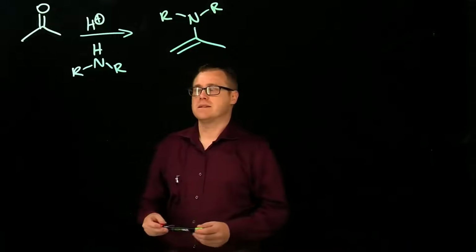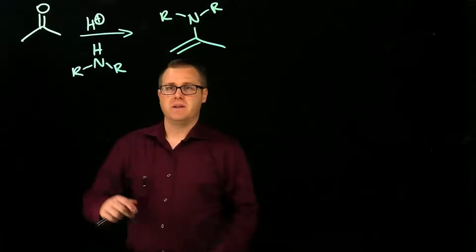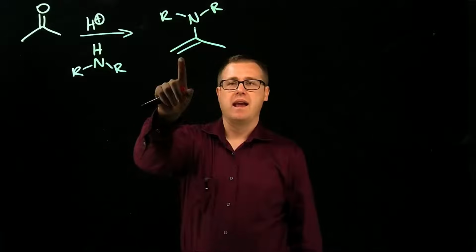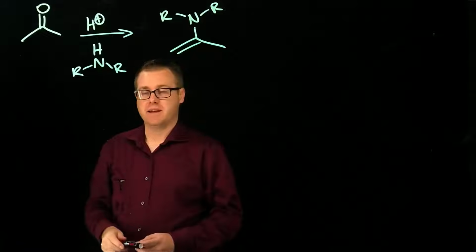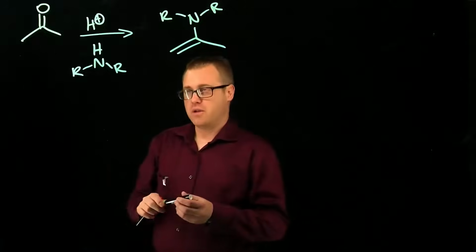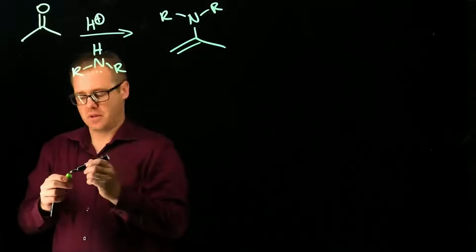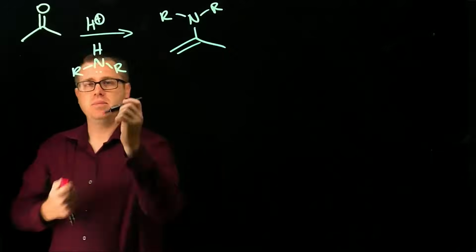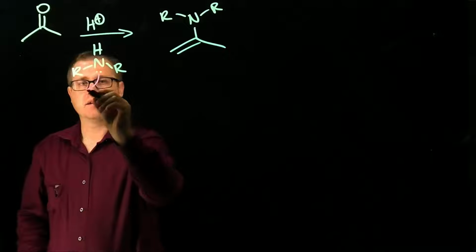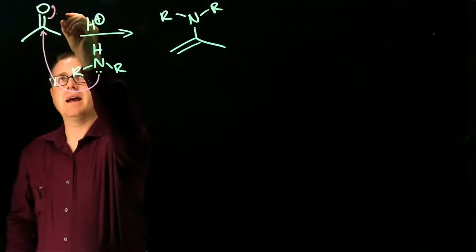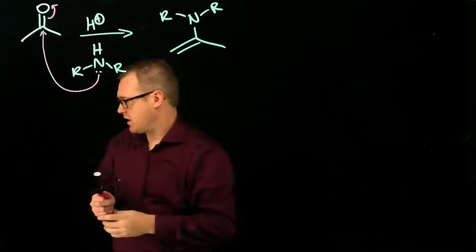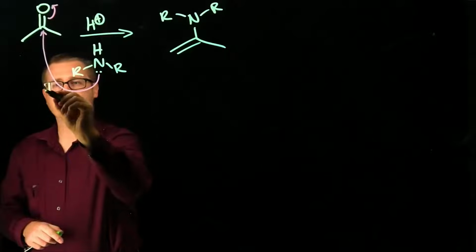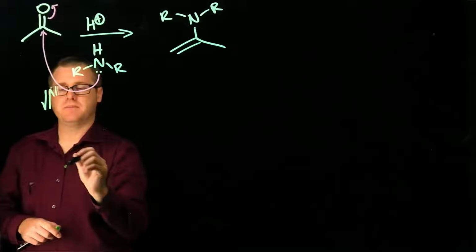Welcome back, class. As I said in the last video, we are going to take a look at an enamine reaction and show you the mechanism. So the first step is when we look at our secondary amine, the lone pair on that secondary amine is going to come in and attack the carbonyl carbon. And that first process is reversible.